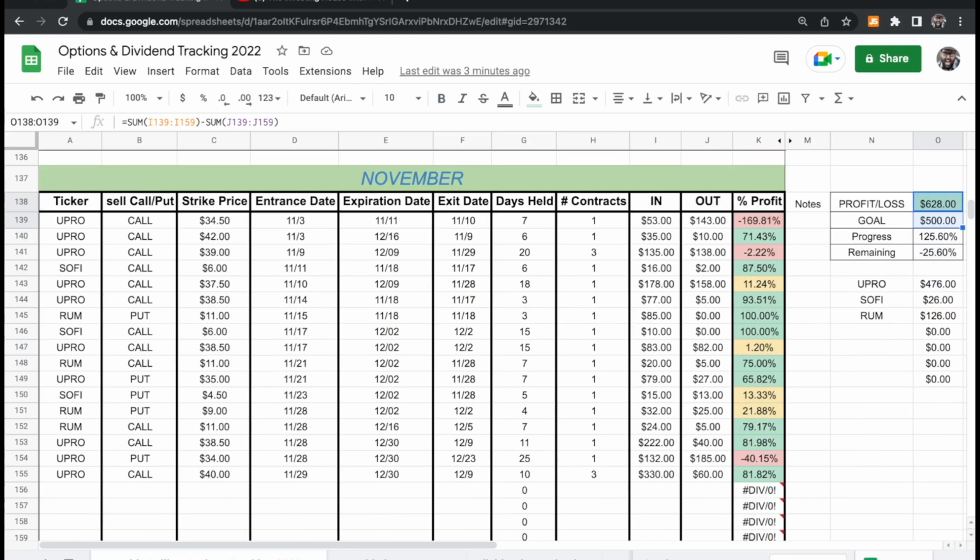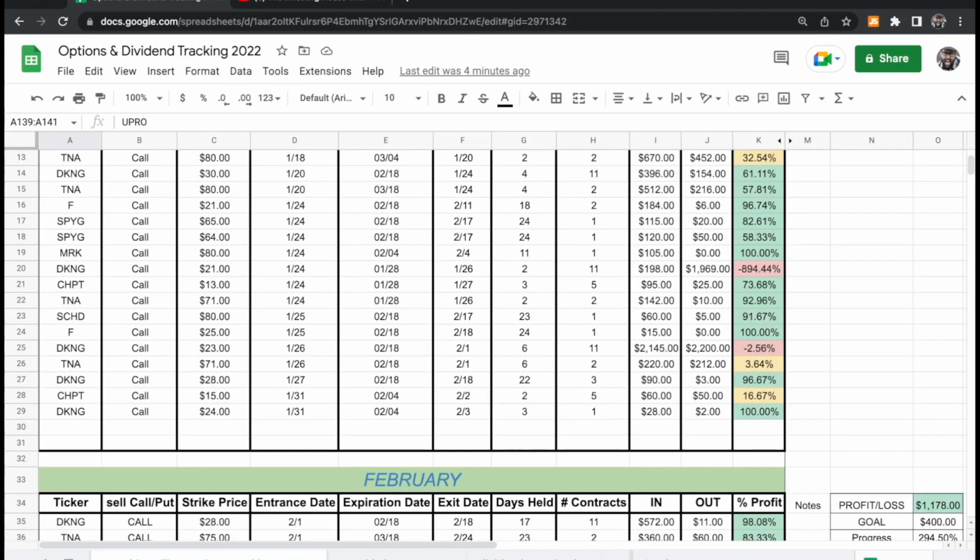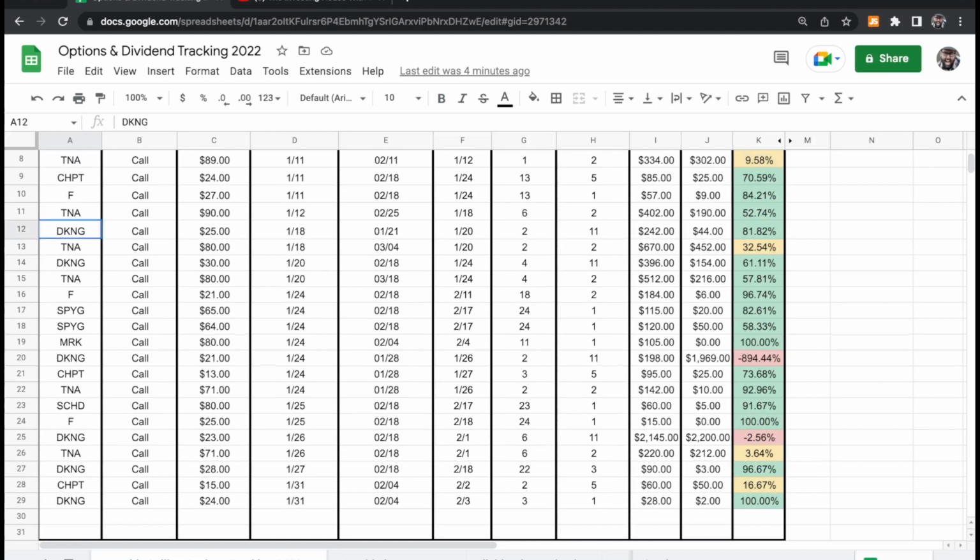So I had a lot more trades in November. I tried trading some more. I've been trading a lot of UPro because that is one of my favorites that I've figured out, a S&P 500 triple leverage stock. You couldn't really see up here, but I was trading DraftKings, TNA, which is a triple leveraged stock, some Ford, Merck. But I had a lot of DraftKings.